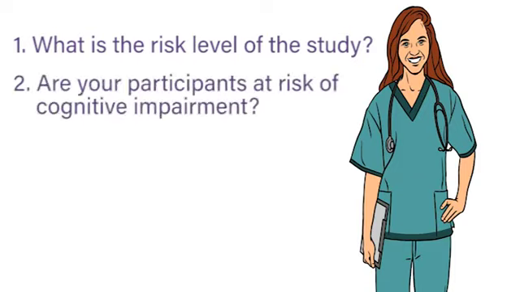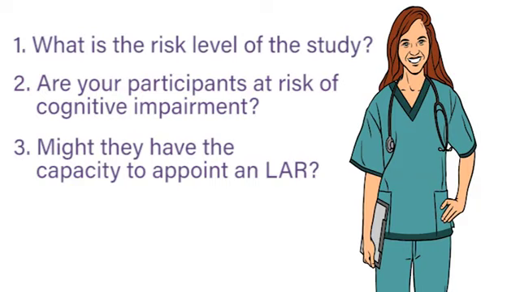2. Are your participants at risk of cognitive impairment? People at risk include older adults and people with certain medical, neurological, and psychiatric diagnoses. 3. If your participants lack capacity to adequately understand a complex clinical trial protocol, might they have the capacity to appoint an LAR? Appointing an LAR is a much simpler decision than consenting to a complex clinical trial. Even if a participant lacks capacity to consent, they may have capacity to appoint an LAR, enabling them to take part in research.